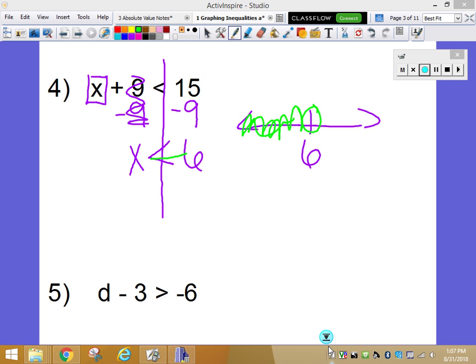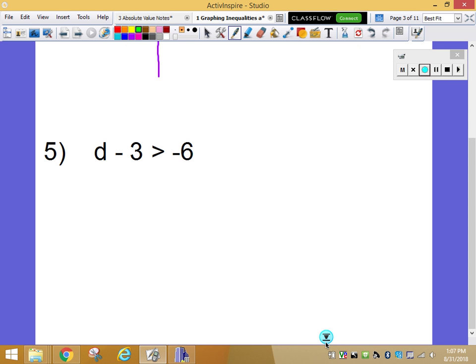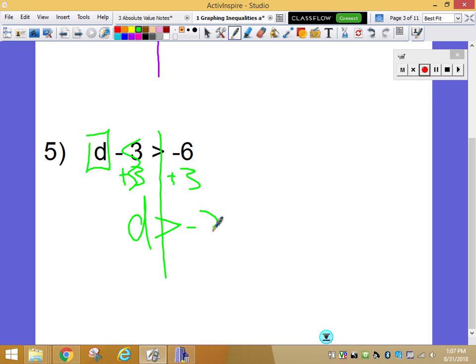All right, let's do another one. Let's do example 5. Same thing, I want to get D by itself. So I need to move my 3. The opposite of subtracting is adding. I'm going to bring down D. I'm going to bring down an inequality. Negative 6 plus 3 is negative 3.